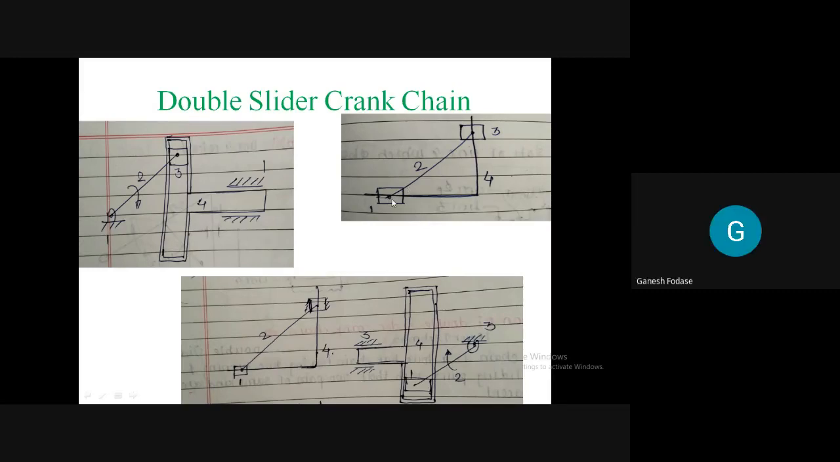So which kind of pair is formed between 1 and 2? Turning pair. 1 is the slider and 2 is the connecting link. I told you many times: 2 forms a turning pair with 1 and 3, and 4 forms a sliding pair.